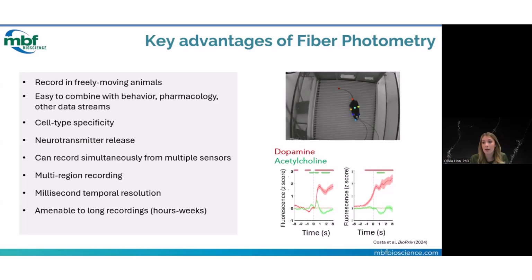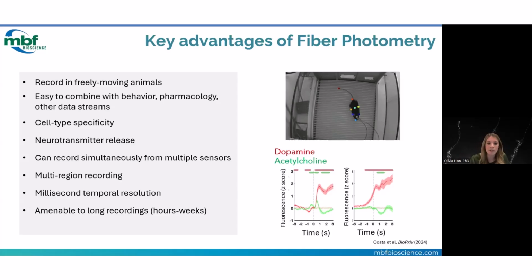But that does not come at the expense of the length of the recording. With FP, you use such small amounts of light that you can record for really long times without having any impact to your sensor and your brain tissue. We've had labs that can record for weeks at a time, looking at circadian rhythms.